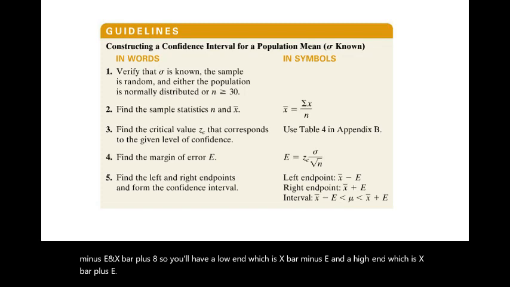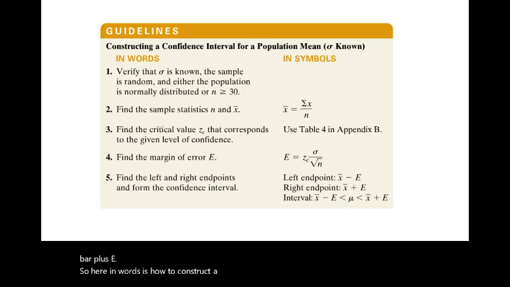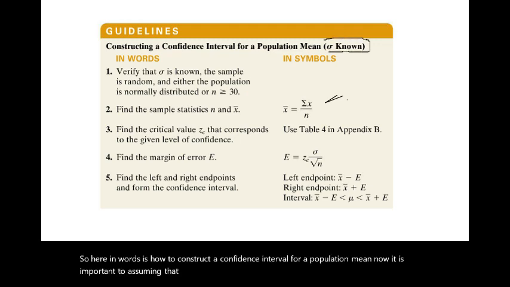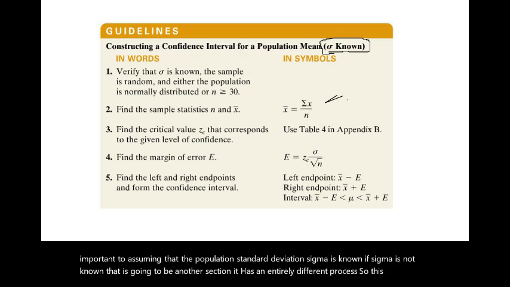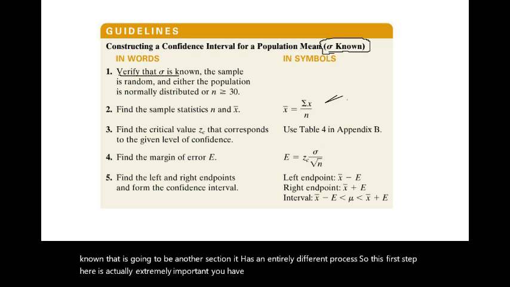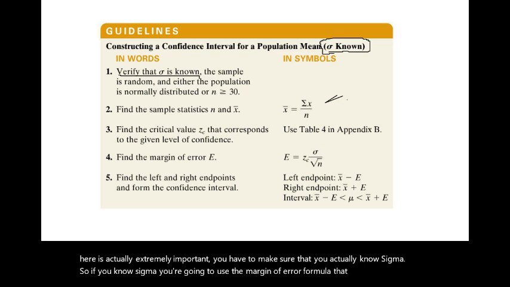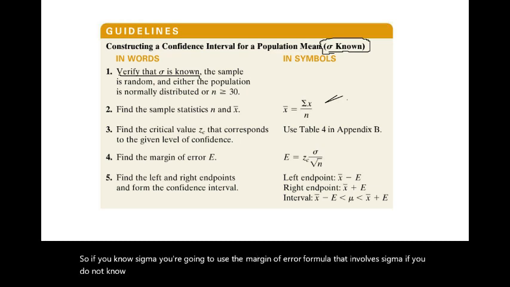So here in words is how to construct a confidence interval for a population mean. It is important to assume that the population standard deviation sigma is known. If sigma is not known, that is going to be another section. It has an entirely different process. So this first step is extremely important. You have to make sure that you actually know sigma. If you know sigma, you're going to use the margin of error formula that involves sigma. If you do not know sigma, do not use the margin of error formula that uses sigma. So just make sure that you are given the population standard deviation sigma first.